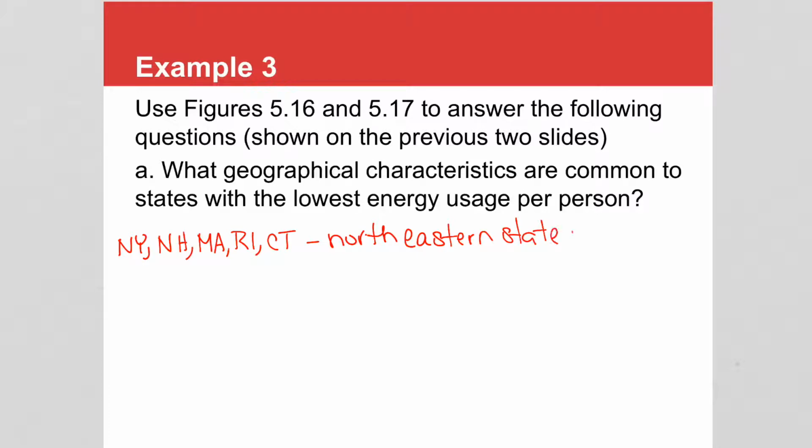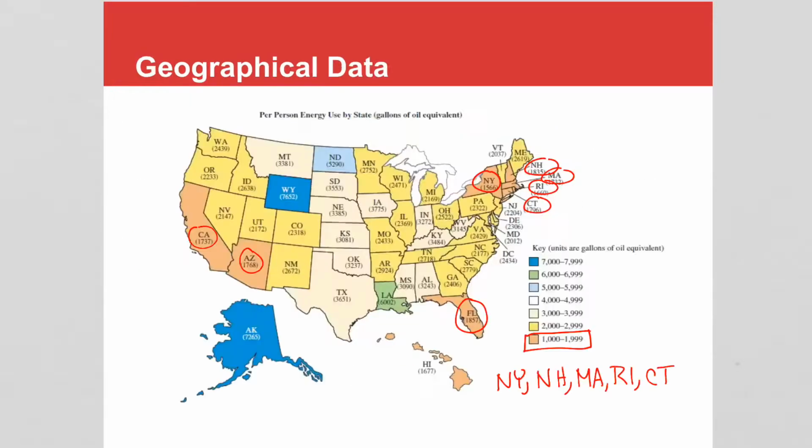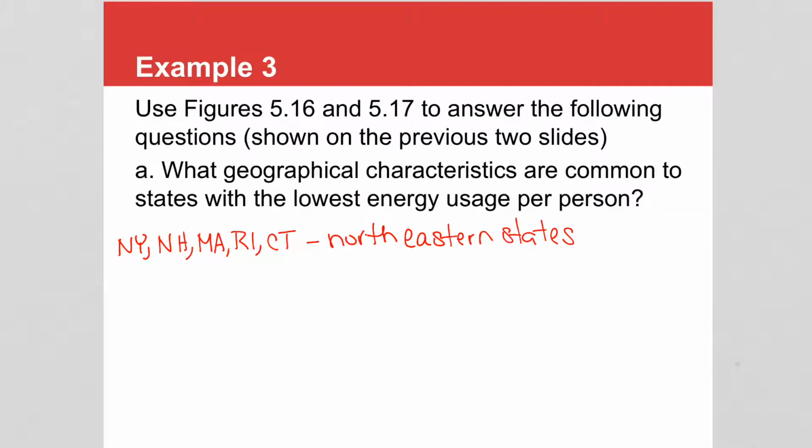But we could think about why. Well, those states are most populated. So there's more people, and so the energy rate per person would be lower because there are so many people. California and Arizona, same thing. There's a lot of people, and Florida too. All these states are heavily populated.